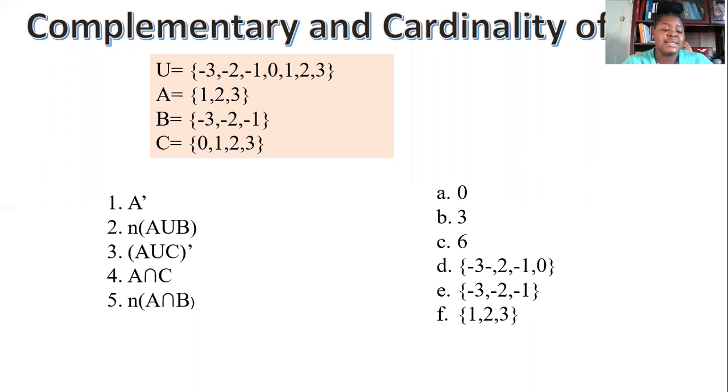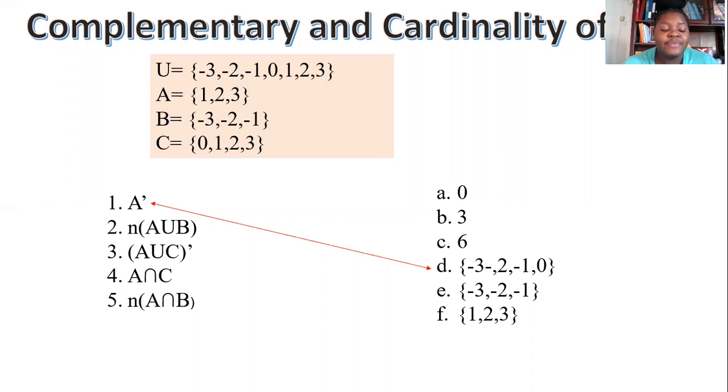So the first one asks us, what is A complement? So we're going to look at set A, and we're going to look at our universal set. And we're going to look at what elements are not in set A. And the elements that are not in set A are -3, -2, -1, and 0.